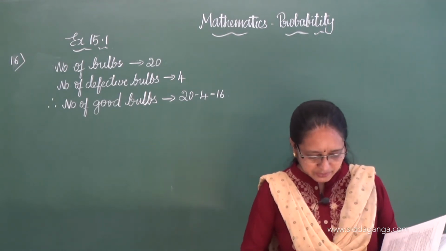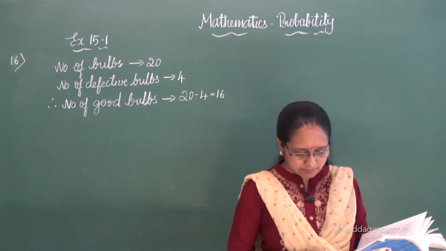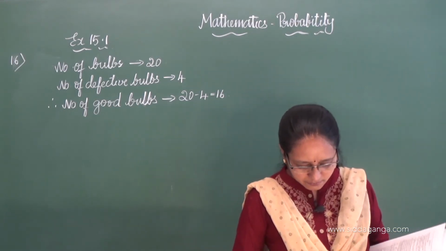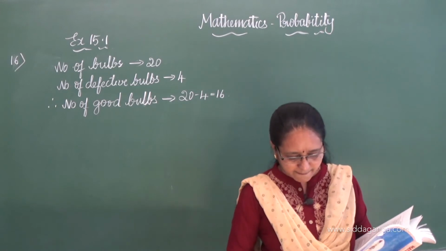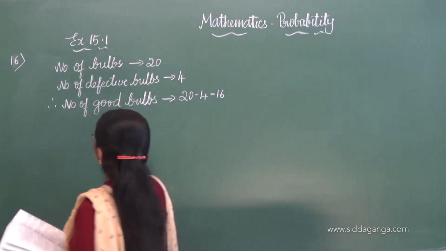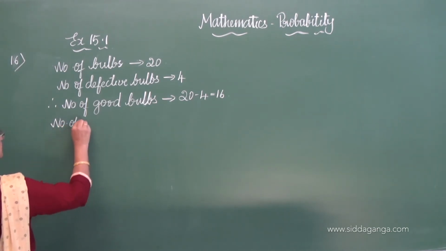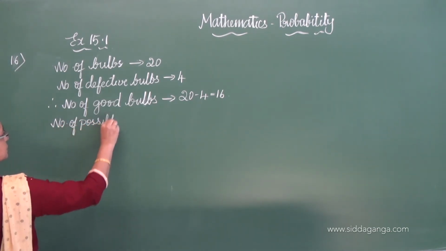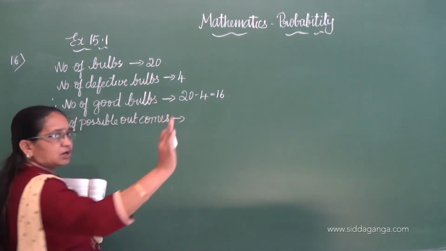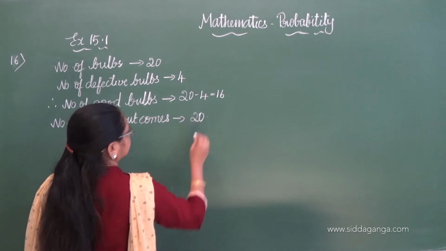So, let us write total number of bulbs I wrote 20, number of defective bulbs 4. So, number of good ones will be how much? Okay, next. Number of possible outcomes. See how many bulbs are there in a lot. So, number of possible outcomes will be 20.